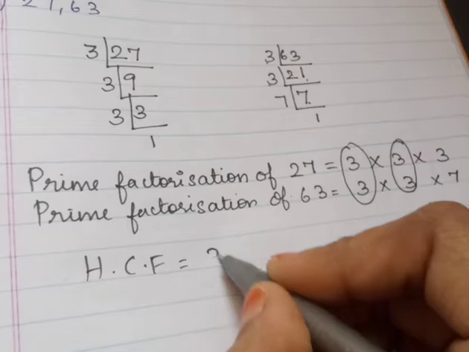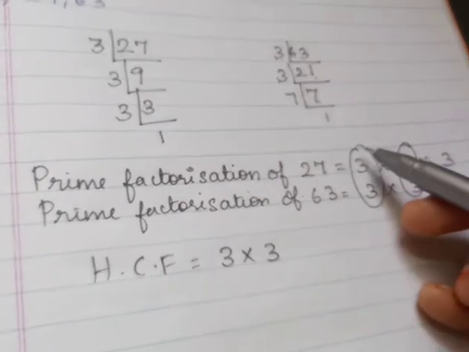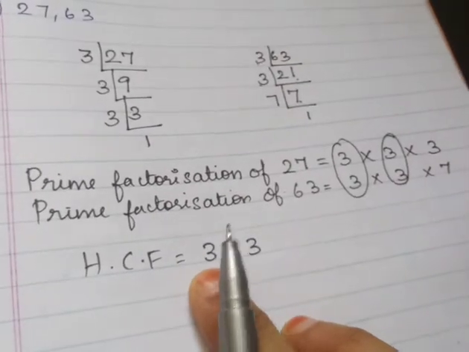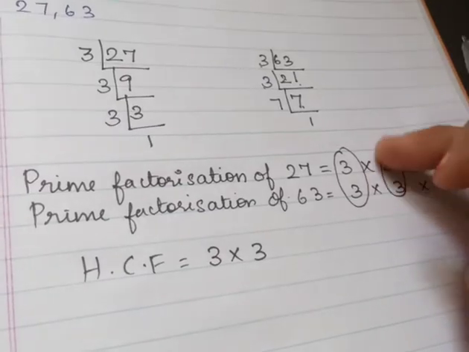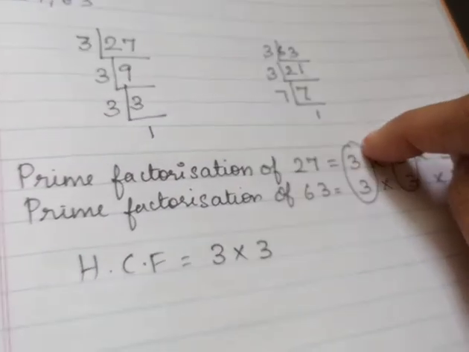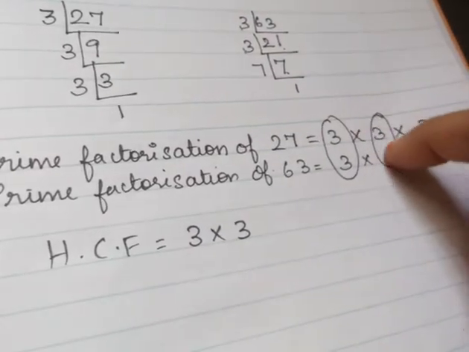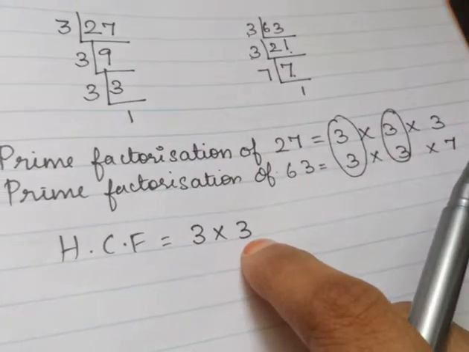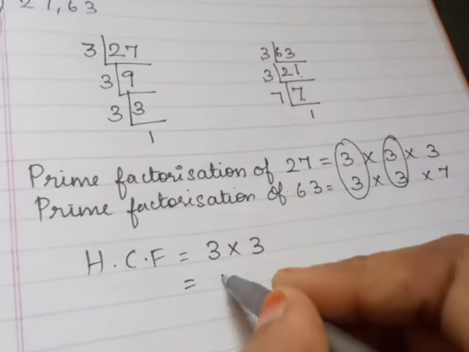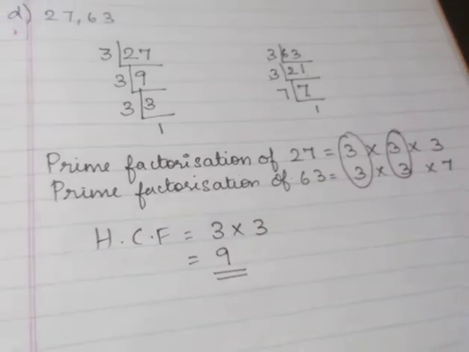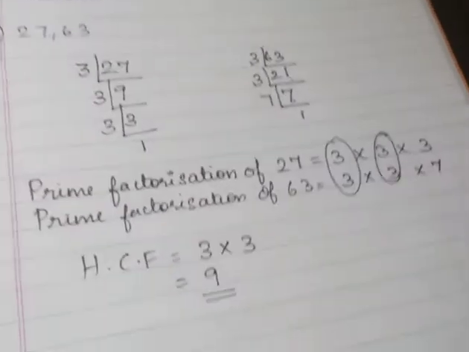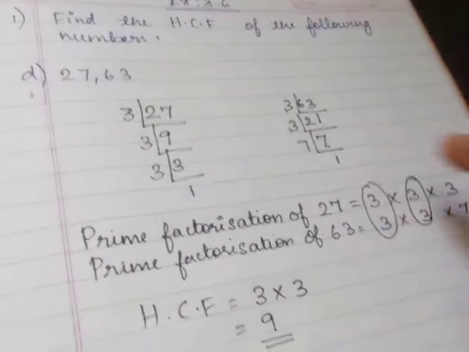So now I am going to multiply the common factors. Instead of these two 3s, I have written only one 3 here. Now 3 3s are 9. So what is our HCF value? 9. HCF usually we can find this way.